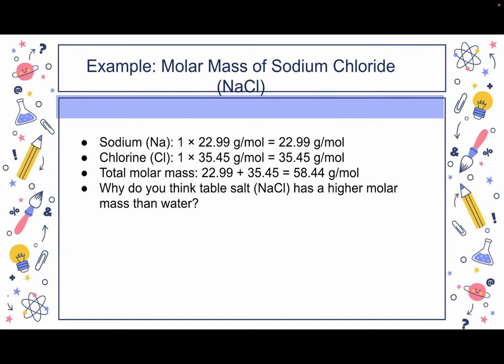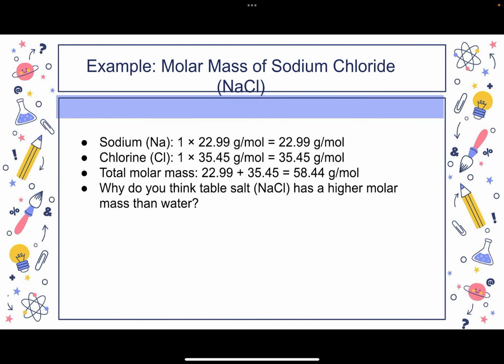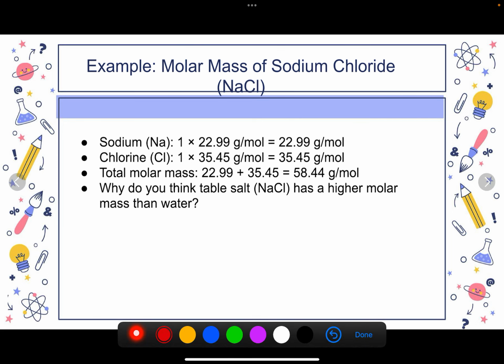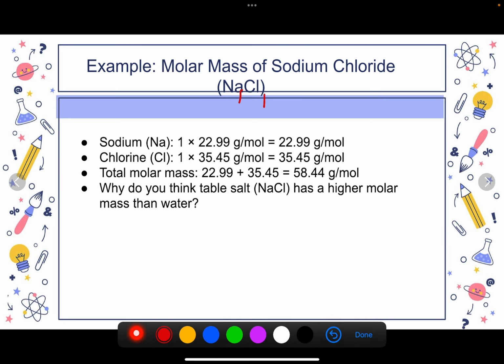Here's another simple one: sodium chloride. Notice there's no subscript. It's just assumed that it's 1 and 1 if there's no subscript. So just simply look them up on the periodic table. Sodium is 22.99. Chlorine is 35.45. Add them together, just like this here, and that's the answer.